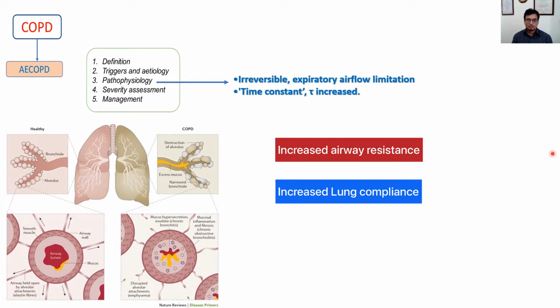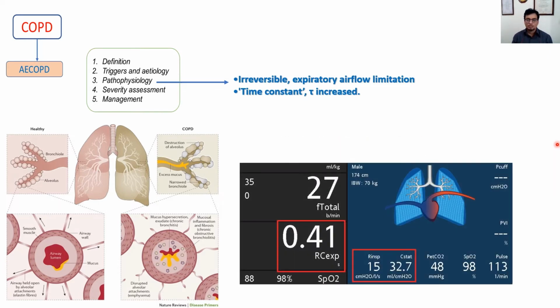The product of resistance and compliance is known as time constant, so we have to learn the fundamentals of time constant. So time constant is equal to R into C. R is resistance and C is compliance, and this time constant reflects the time which is required for lung to empty, and this time is increased in the COPD patient. So naturally in COPD patient it takes time to expire fully, and these patients are not able to do so due to airway resistance which is increased.